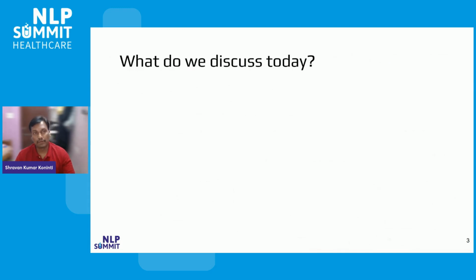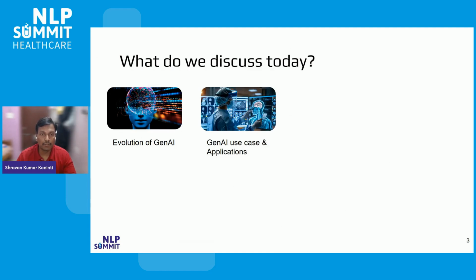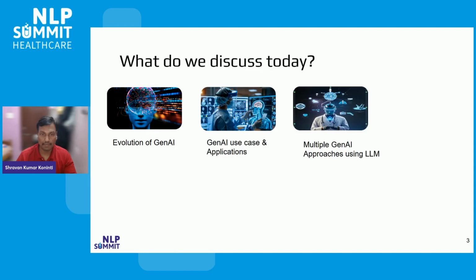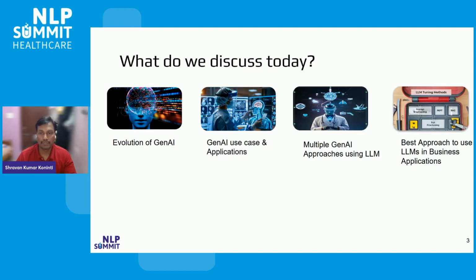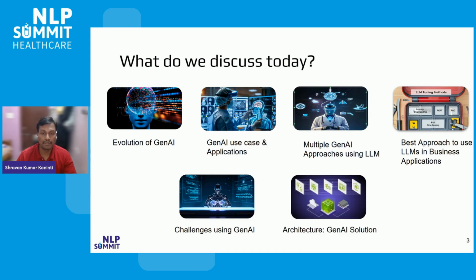Coming into the topic, what do we discuss today? Let's have a look at how the evolution of generative AI has started, and what the generative AI use cases and applications are. We'll look at the multiple generative AI approaches that use LLMs, and what the best approach is to use LLMs in business applications. Finally, we will look at the challenges we have if we want to develop a generative AI application, and we'll close with the architecture solutions that can be there for any generative AI solution.